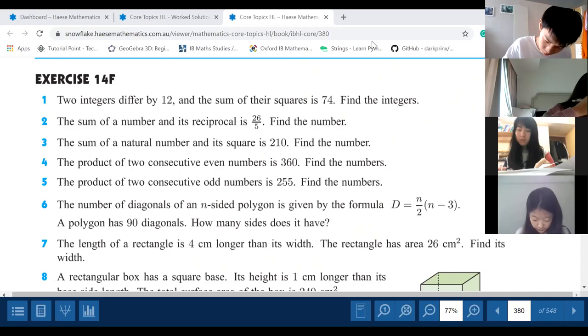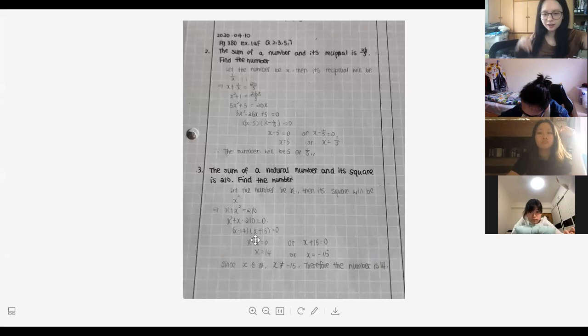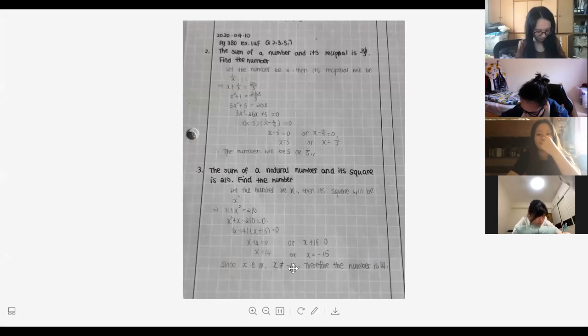There she is. Okay, so let's check that. First one is good. Since X belongs to natural number, good. I like this conclusion also. Very good. Can you see your work? This is really good. Since X belongs to N, X is not equal to V, then the number is 14. Perfect, I love that, good job.